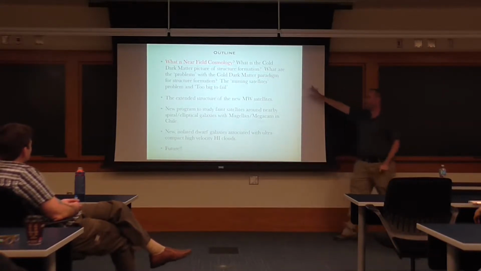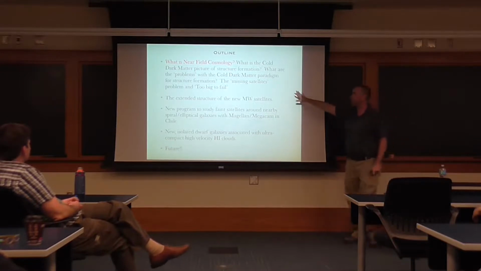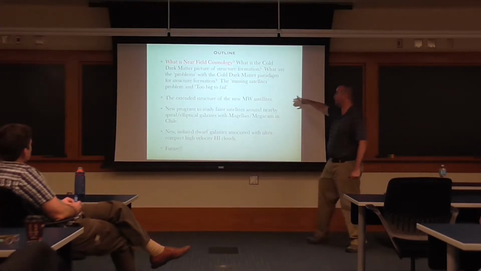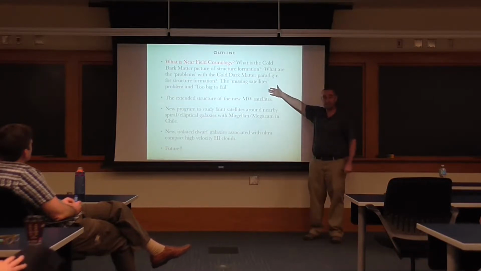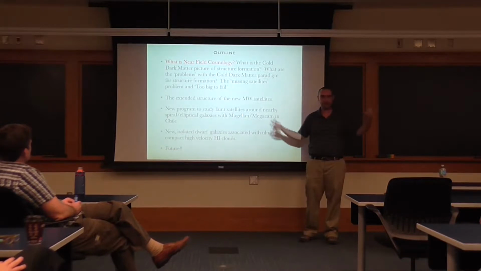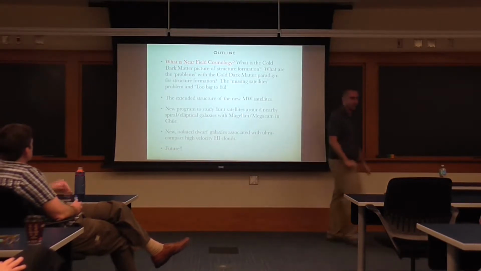So what's the cold dark matter picture of structure formation? What are the problems with this cold dark matter picture? We'll talk about things like the missing satellites problem briefly, and something called too big to fail, another fancy problem with the cold dark matter paradigm.